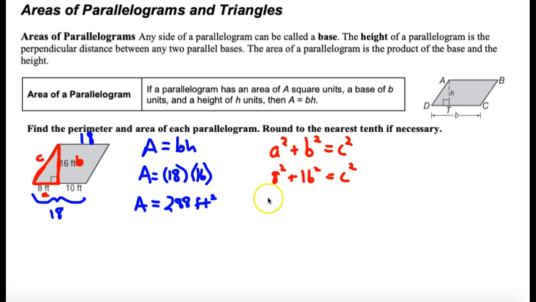Go ahead and square both of these. So 8 squared is 64. 16 squared is 256. And then add those together.